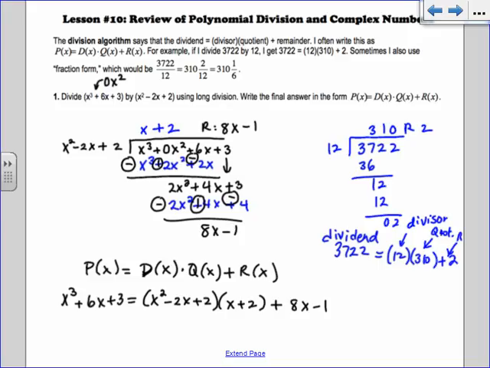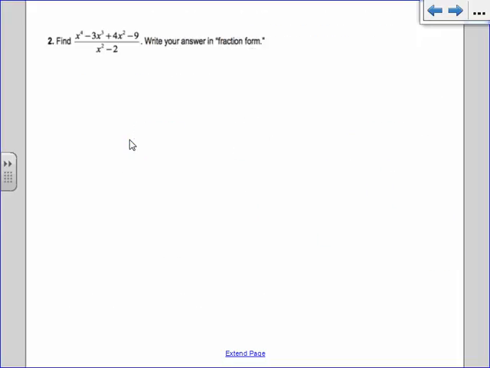Okay, running out of room. The quotient, remainder. Does that make sense? So it's the same idea here. So the dividend was this part on the inside. The divisor was what I divided by. The quotient was up here, and the remainder was here. All right, does that make more sense? Okay.